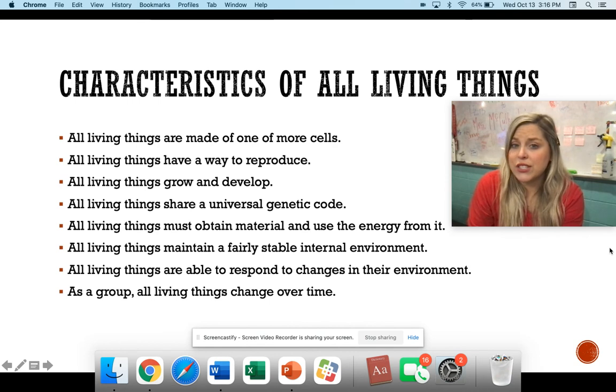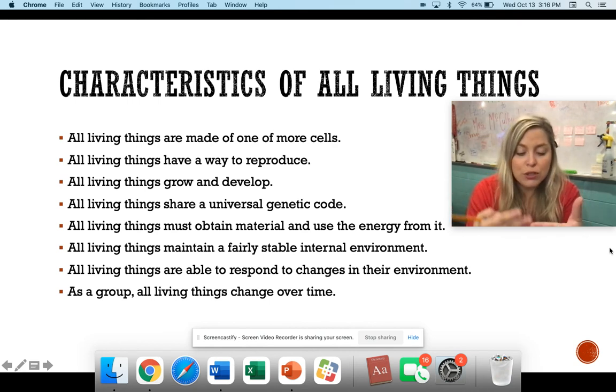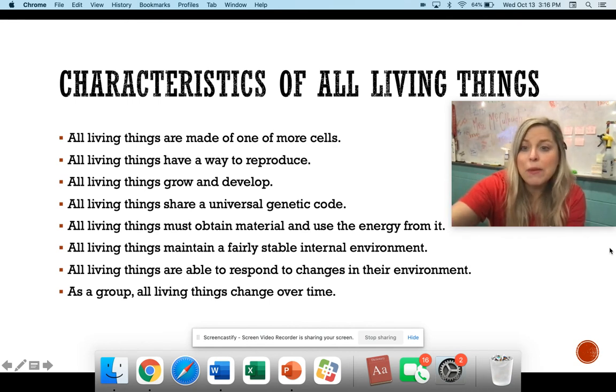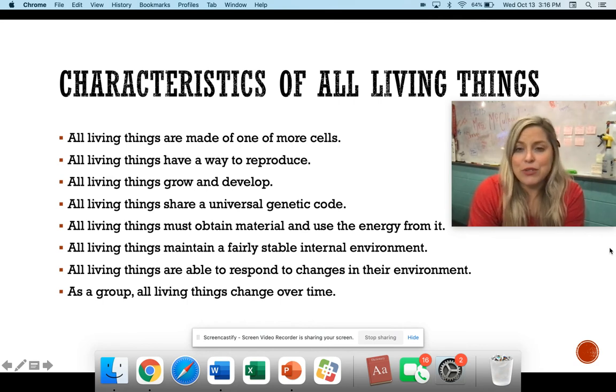So those are your characteristics of all living things. So as you look at certain entities, you line them up against this list, and that helps you decide if it is living or not living.